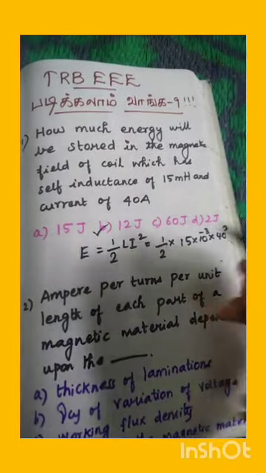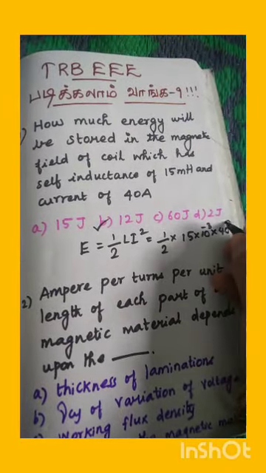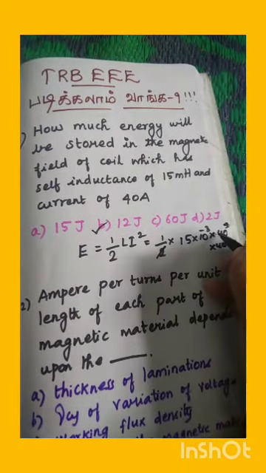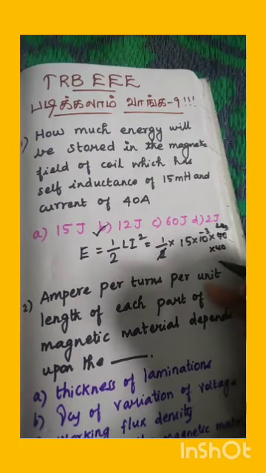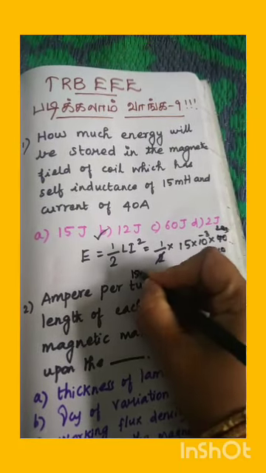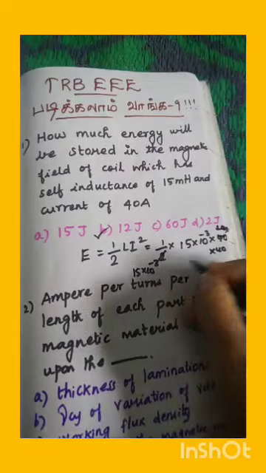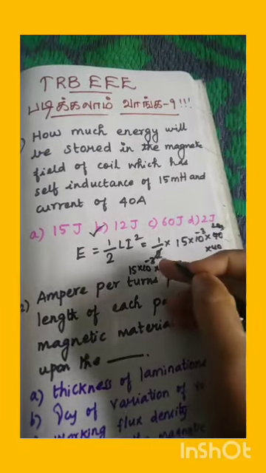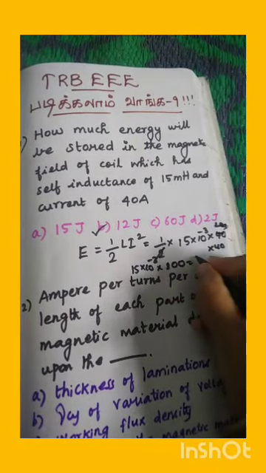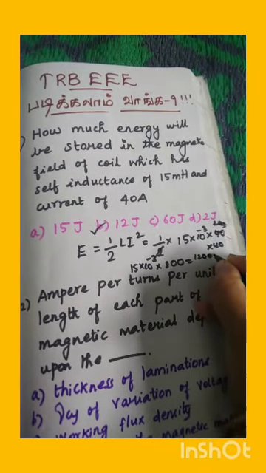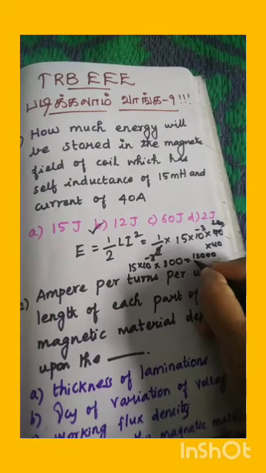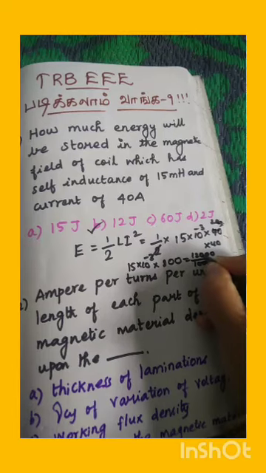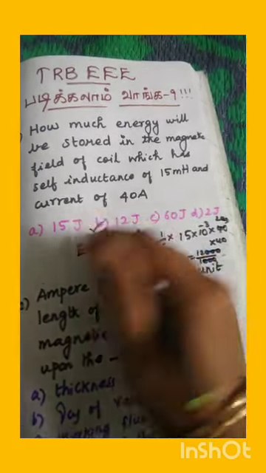So 40 square, better we can write 40 into 40. Just evaluate, 20 times 40 will be 800. Am I right? So 15 into 10 power of minus 3 into 800. 15 eights are 120, and add 2 zeros. 10 power of minus 3 means I can write it as 1 by 1000, so 3 zeros get cancelled. Your answer will be 12 joules.